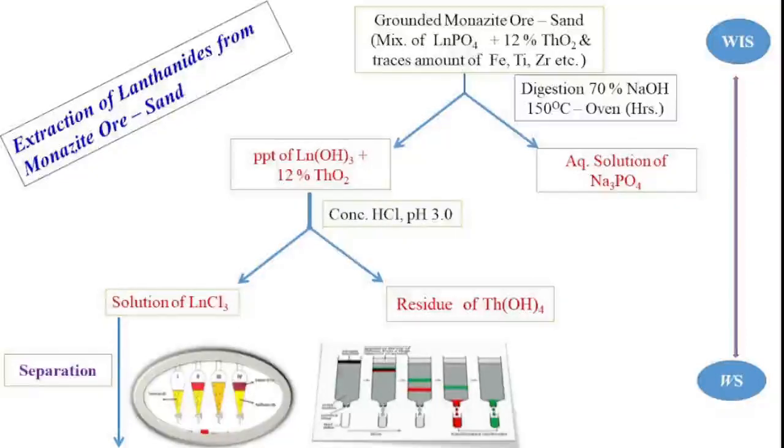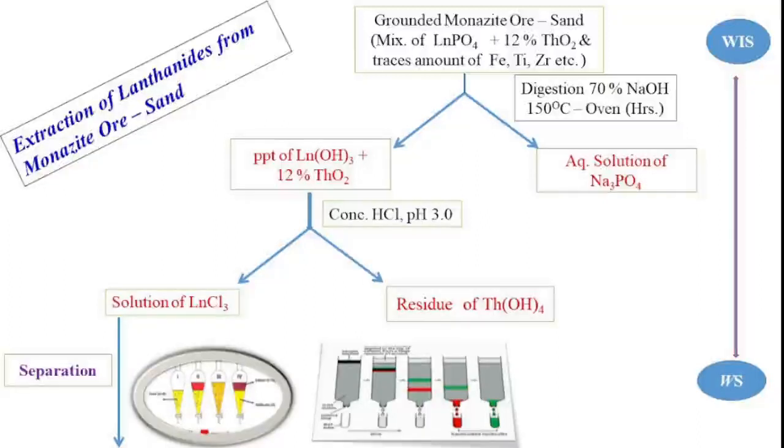So what happens is that the lanthanum phosphate reacts with the sodium hydroxide, and the lanthanides are converted from lanthanum phosphate to lanthanum hydroxide, along with the thoria. After digestion they are separated by a simple filtration technique, in which an aqueous solution of sodium phosphate separates out, while the residue is in the form of lanthanum hydroxide and thoria.